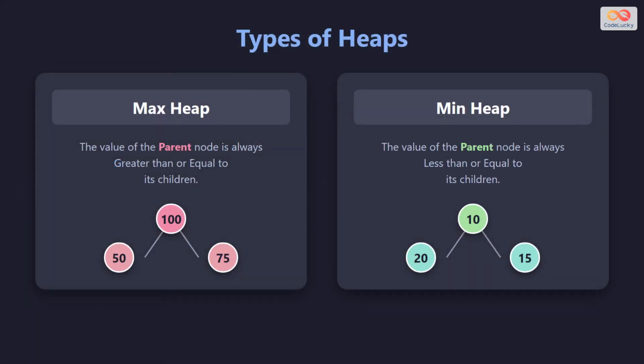There are two main types of heaps that you need to know: the max heap and the min heap. In a max heap, the value of any parent node is always greater than or equal to its children. This puts the largest element at the root. Conversely, in a min heap, the parent is always less than or equal to its children, placing the smallest element at the top.